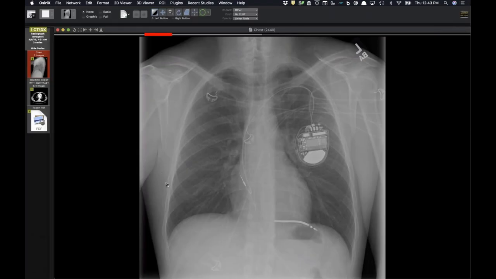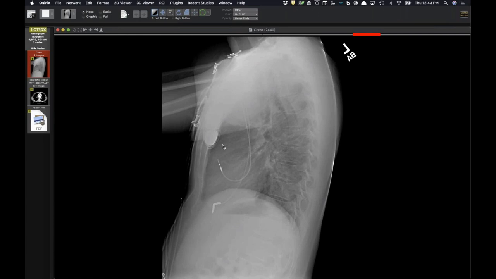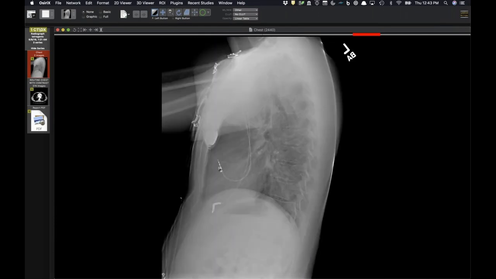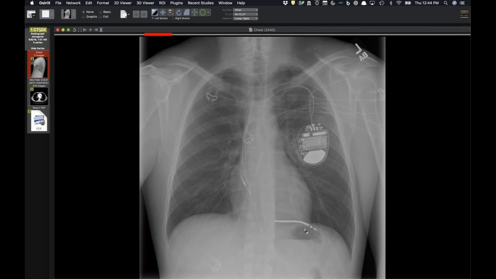This one's not as subtle as the one that Howard showed by any stretch. Hey, Travis, look at the position of that atrial lead, you see? Yeah, I agree, it's much lower. That's exactly where the atrial one should point, if you have a lateral. This one's not subtle though.